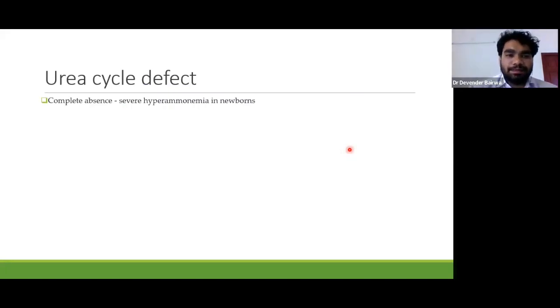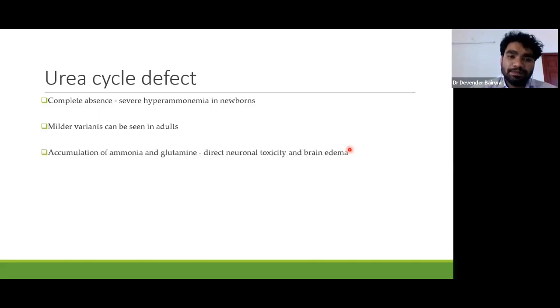So there can be complete absence of any of the enzymes of this cycle, and when it happens, generally these diseases present like severe hyperammonemia in newborns, or in adults milder variants can be seen. So the basic defect is that because of no handling of ammonia, there is accumulation of ammonia and glutamine, and there can be direct neurotoxicity and brain edema.